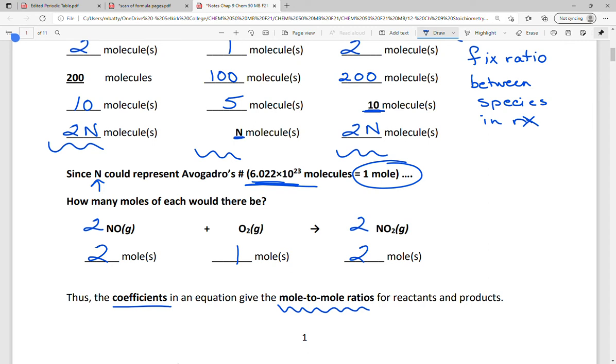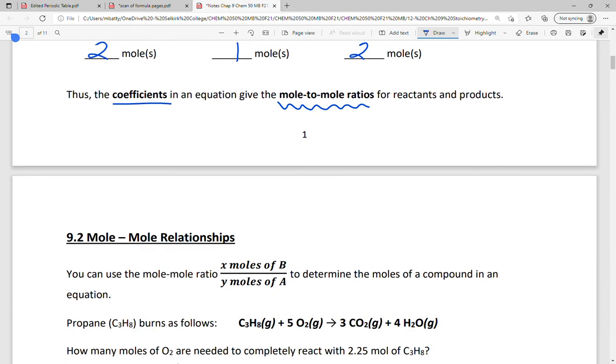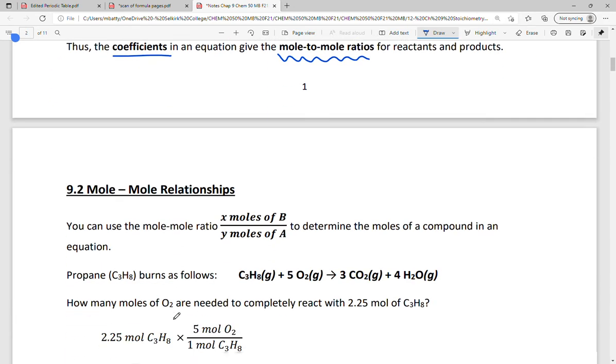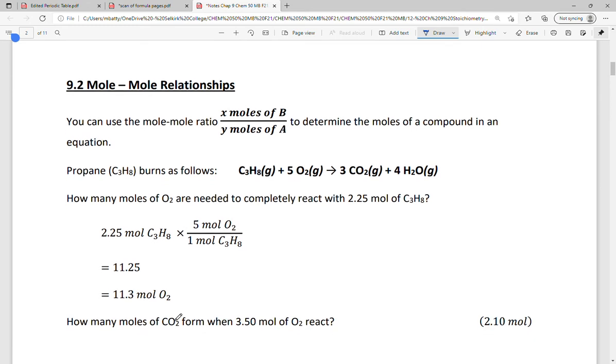So let's practice some mole-to-mole ratios. 9.2 talks about mole-to-mole ratios, and these mole-to-mole ratios are really the coefficients as a unit conversion. So you're going to use your coefficients as a unit factor.